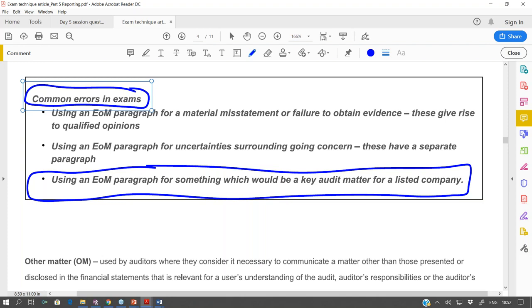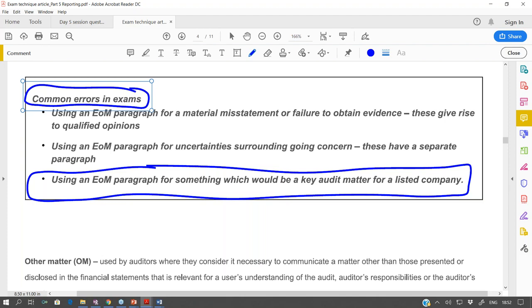Can you see this blue circling I've done on the screen? The examiner is saying this is a common error in exam: using an emphasis of matter paragraph for something which would be a key audit matter for a listed company. Is this line clear to everyone? After this line, I hope everyone is clear that we are using a CAM in a listed company only, and we're using an emphasis in a non-listed company. Is everyone clear?